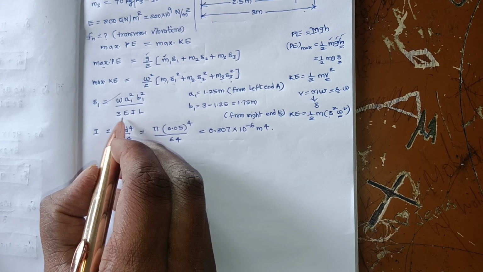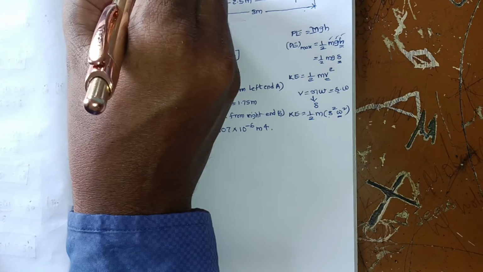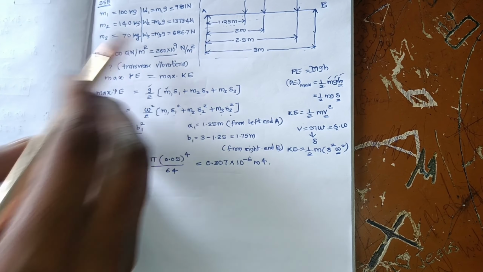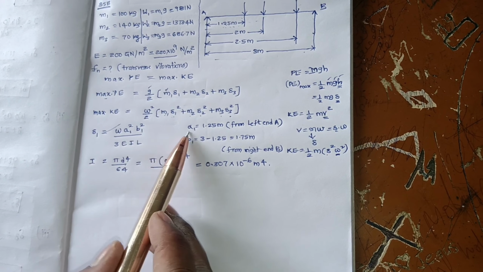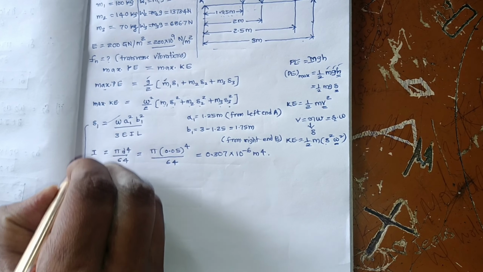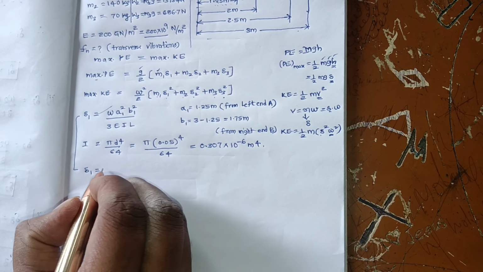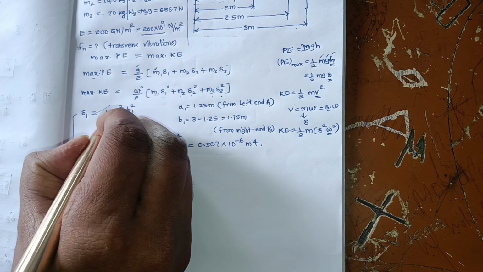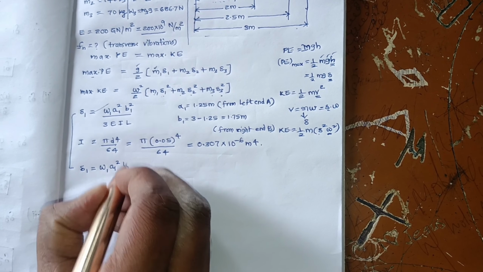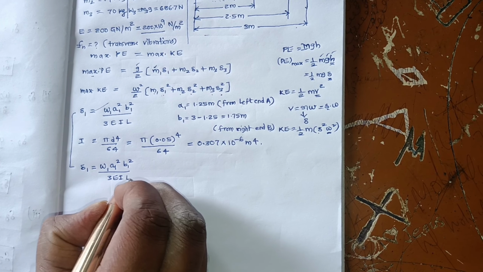You know the Young's modulus is already given, that is 200 into 10 power 9. The L value is already given. Here we have the W1, W3 values. The remaining are A1, B1. You know all the values. We just have to substitute in this equation. Then you will get delta 1. So W here is W1. W1 A1 square B1 square by 3EIL.